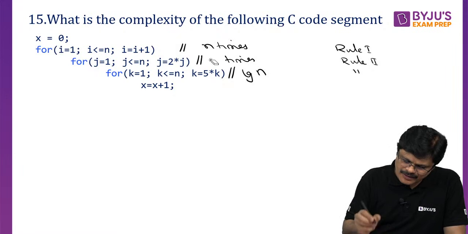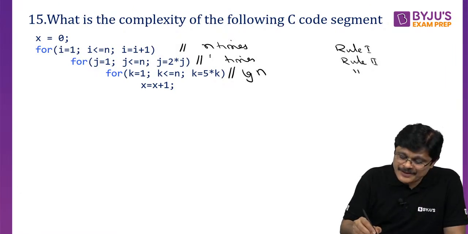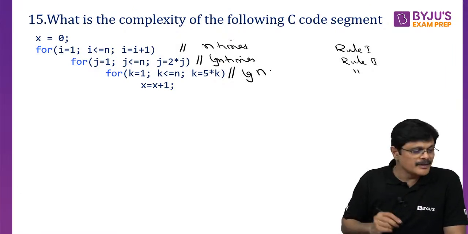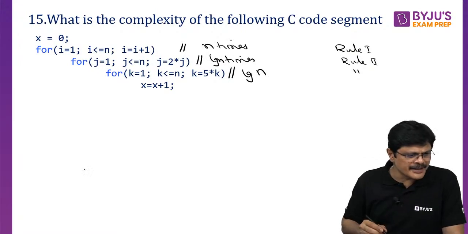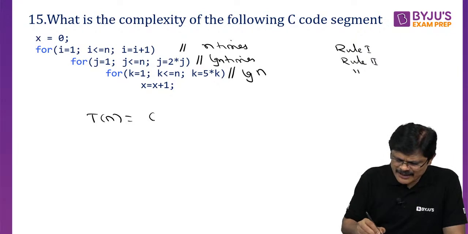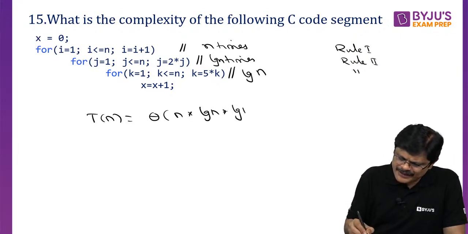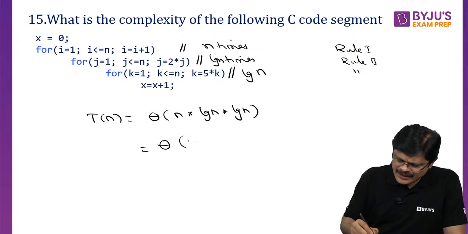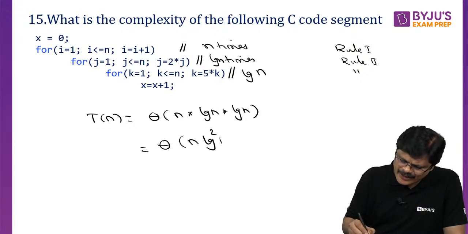No, even I am making mistakes. Wonderful, sir. Theta n into log n square. Correct. So the answer for this is just multiply them. Theta n into log n into log n. Theta n log square n.